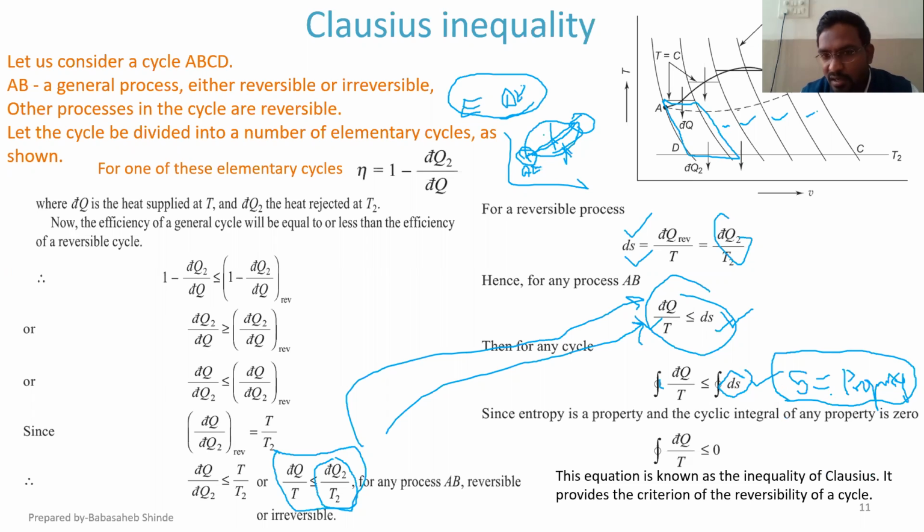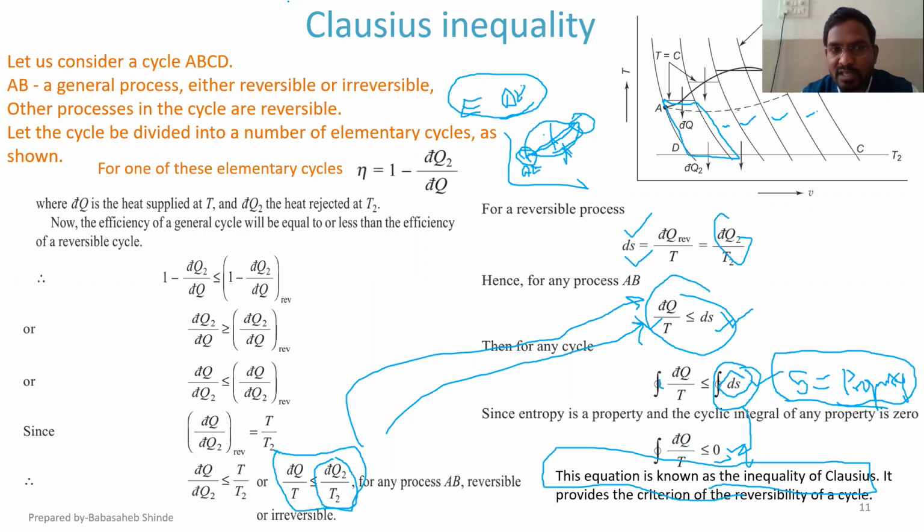But here, as entropy is a property of the system, the cyclic integral of any property is always zero. So the cyclic integral of ds will now be replaced by 0. So the cyclic integral of dq by T, left hand side remaining as it is, is less than or equal to 0, and this is known as the inequality of Clausius.